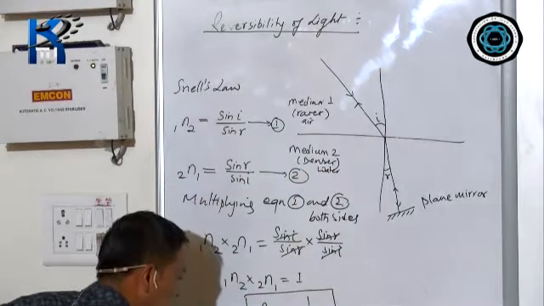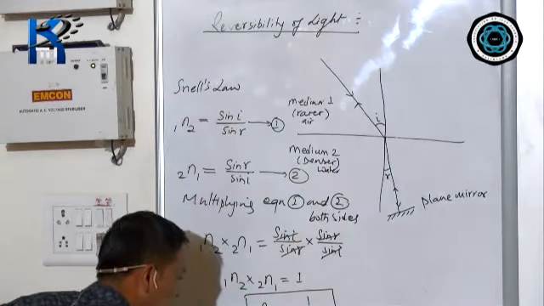In case of air and water, the refractive index of water with respect to air is equal to 1 by the refractive index of air with respect to water. So just see the diagram. Here, instead of 2 I replaced it by water, so instead of water I wrote W. Instead of 1 I replaced it by air, so instead of air I wrote A. It equals 1 by the refractive index of air with respect to water.